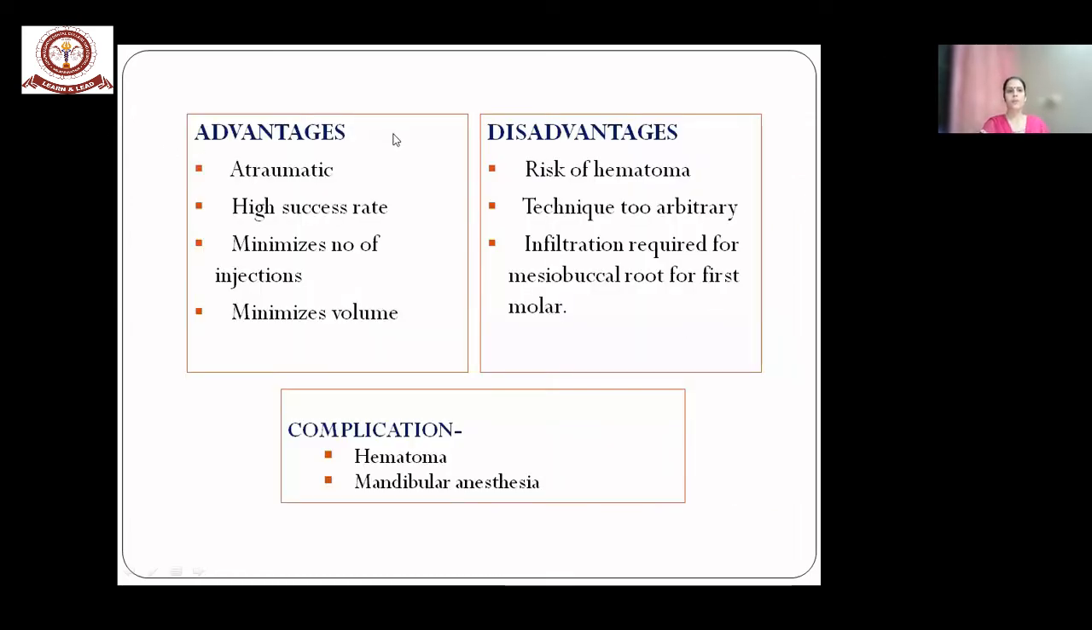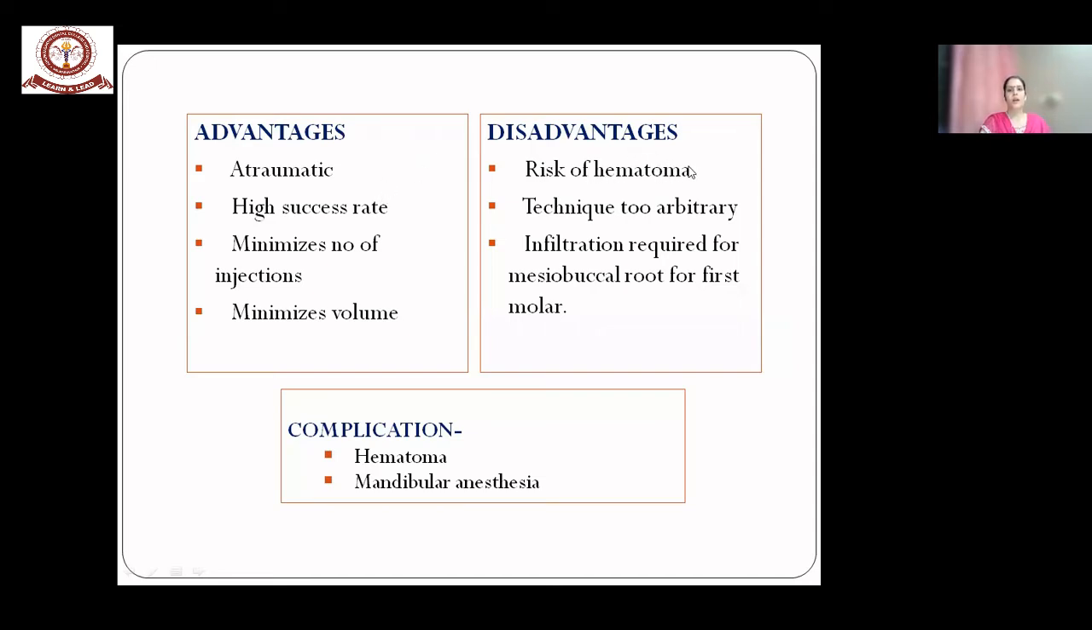So the advantages of performing a posterior superior alveolar nerve block are that it is atraumatic. It has a high success rate, minimizes the number of injections, and also minimizes the volume of local anesthetic required. It usually requires 1.8 to 2 ml of solution. The disadvantages are the risk of hematoma.